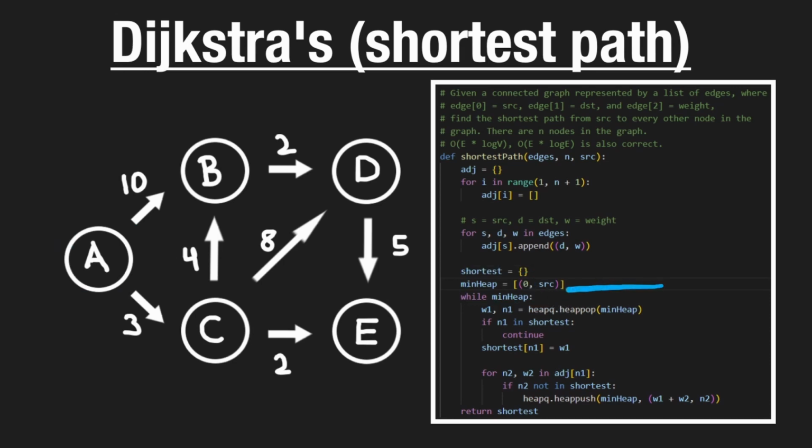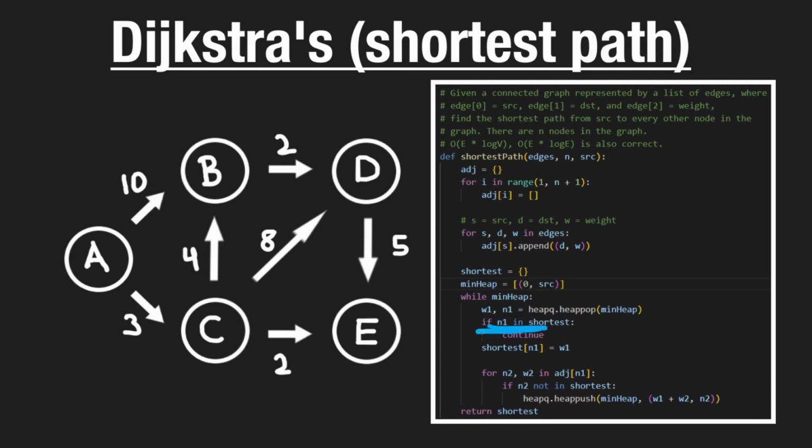That's how we're going to initialize our heap. And then we're going to continue the algorithm while our heap is non-empty. What we're going to do is pop from the heap. We know we're going to get the same pair of values that we add to the heap, which the first value is the weight, or the cost. The second value is the node itself.